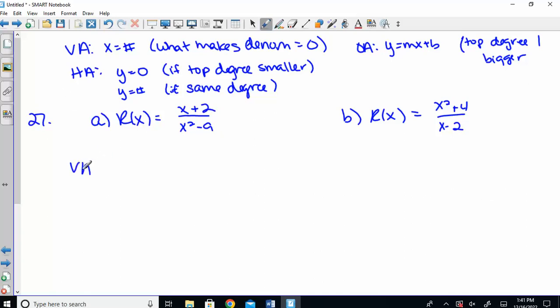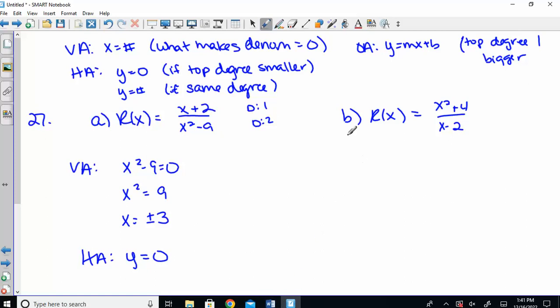Okay. So on A, vertical asymptote, we have to figure out what would make x squared minus 9 equal 0. So that would be positive and negative 3. So we have 2 vertical asymptotes, a positive 3 and a negative 3. Then we have to decide if it has a horizontal or oblique, and that's based off the degree. What's the degree of the top? Bottom. So if the top degree is smaller, it's a horizontal, y equals 0.